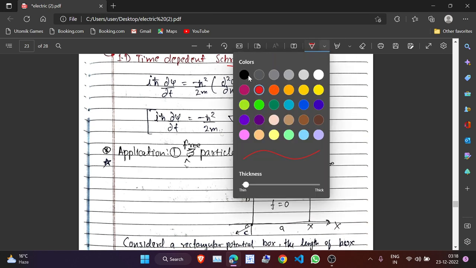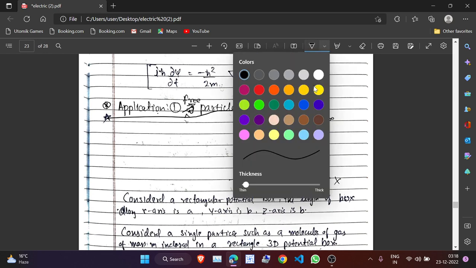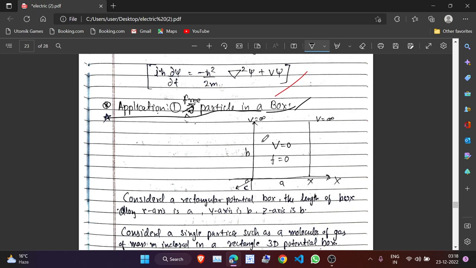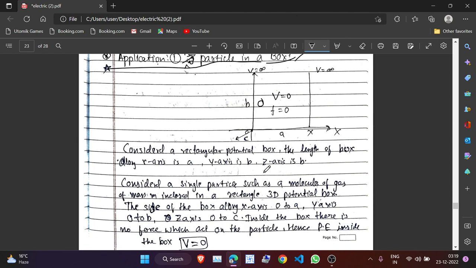Now let's start our new topic, that is free particle, not three particle. It's free particle in a box. So we suppose a box: in the x direction it is a distance wide, in the y direction it is b distance, and it is c distance in the z direction. Consider a single particle moving in the box. The potential energy of the particle inside the box is zero, completely zero.